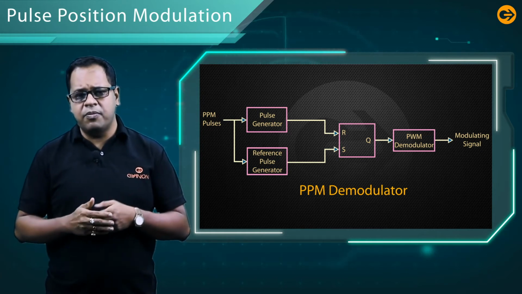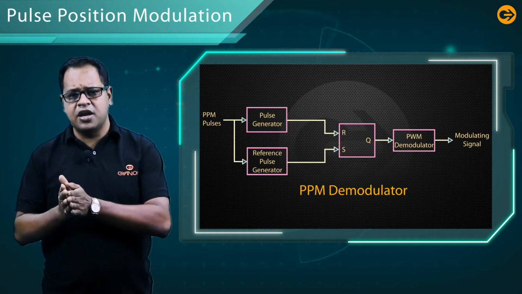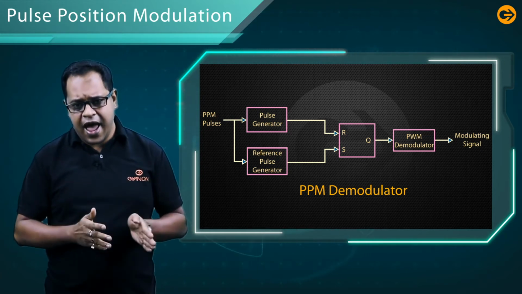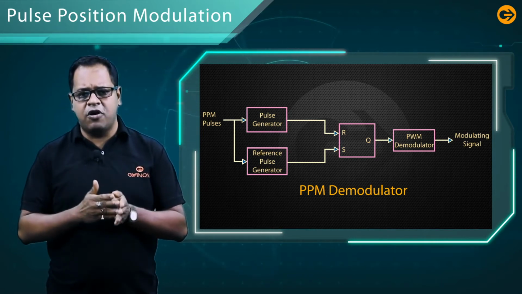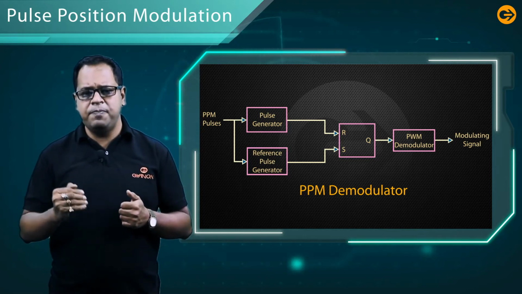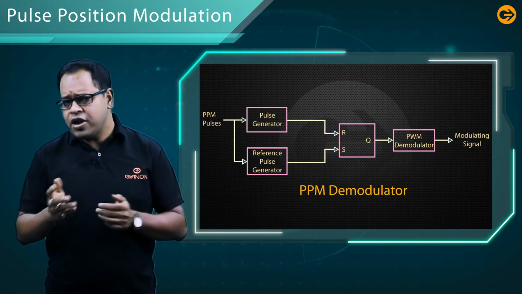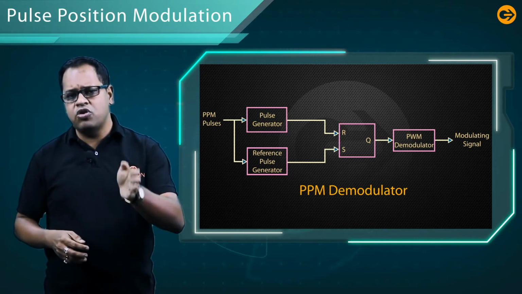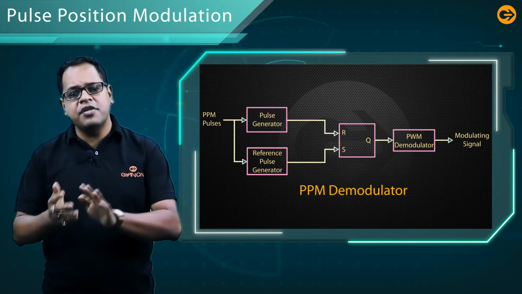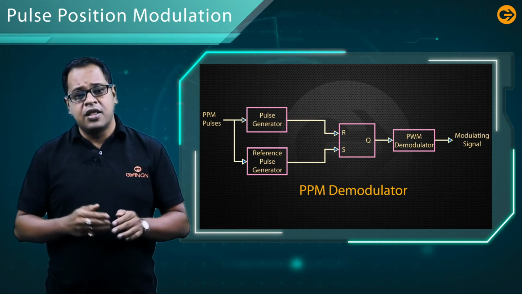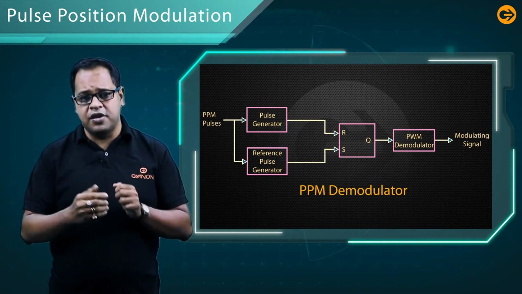The operation of the receiver or demodulator circuit may be explained as follows. First of all, the noise corrupted PPM waveform is received by the PPM demodulator circuit. Why noise corrupted? Because after the modulation, it is transmitted through the medium. In the medium, some unwanted signal is introduced. That's why the noise corrupted PPM waveform is received.